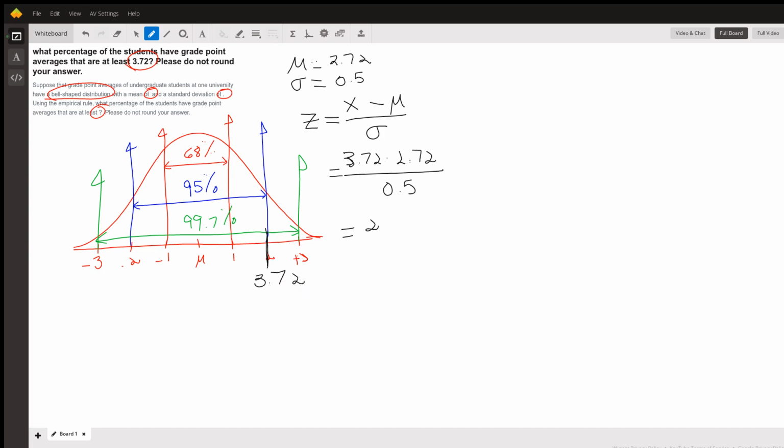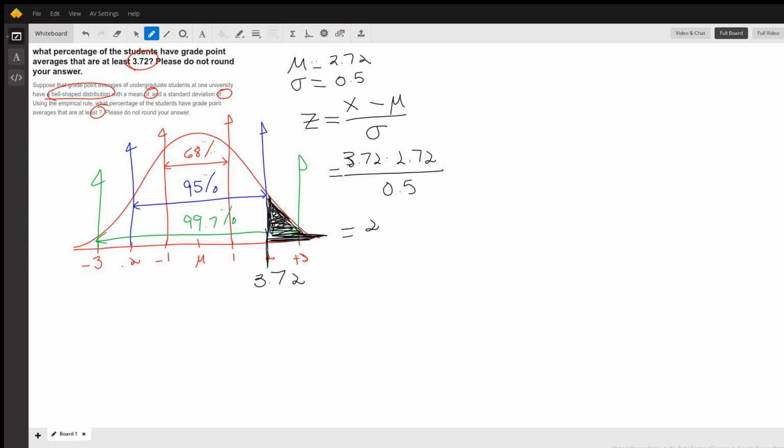And we want to know the percentage of students that have grade point averages that are at least 3.72. That means 3.72 or more. So we're interested in this area under the curve. The area under a normal curve, it's called a density curve, tells us the proportion of the distribution that is in that area. So we want the area above 3.72.